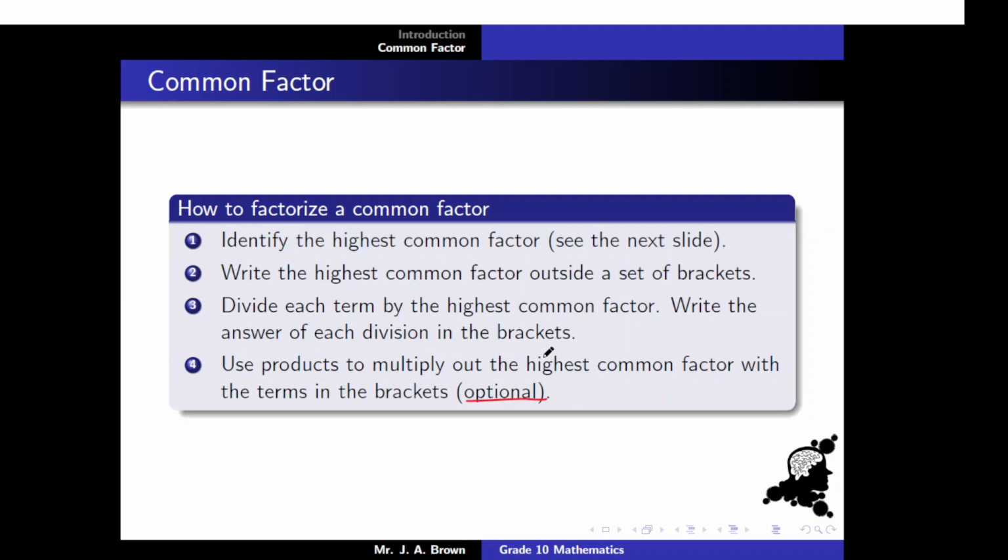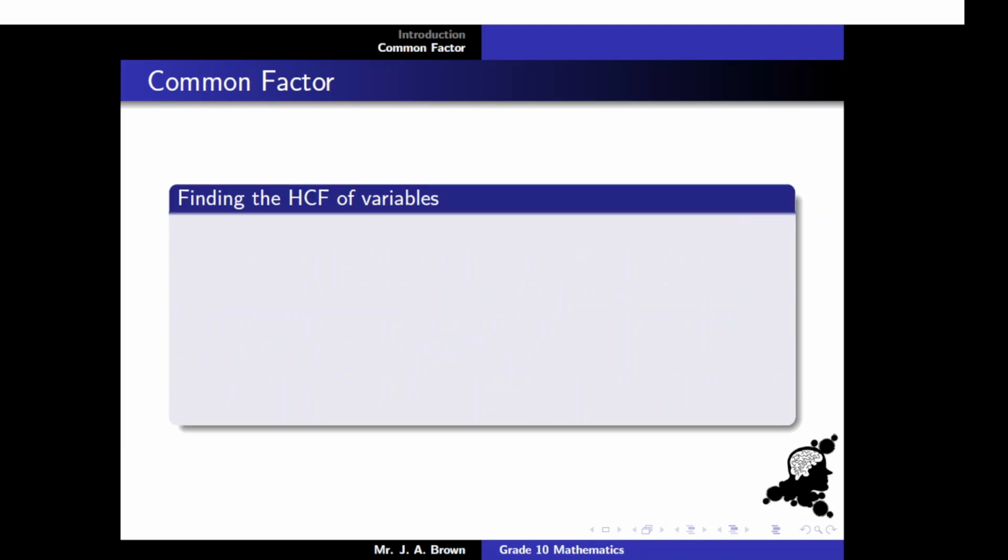So after multiplying out, if it gives you the original expression, your answer is correct. If you're not getting the original expression, it means you did something wrong. Please take note though, this is optional. It is not compulsory for you to do this in your working.